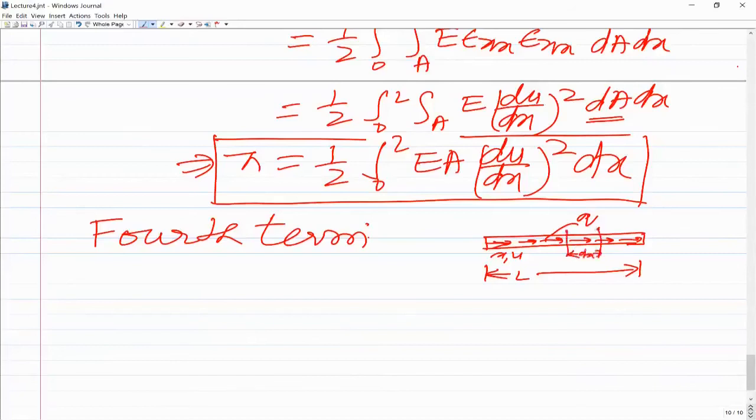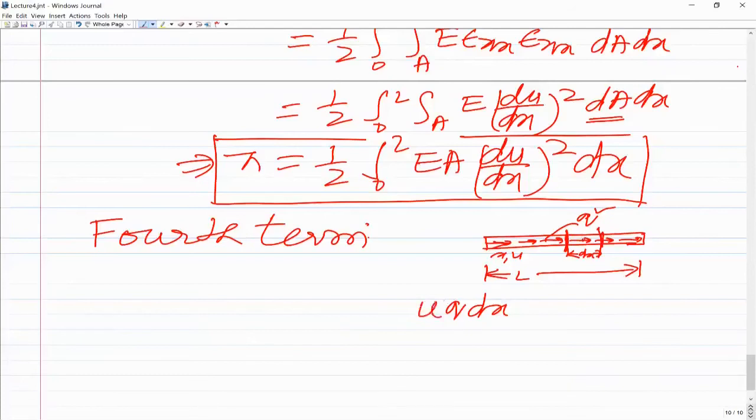So if you look at the force over this differential length, because Q is force per unit length, the total force over this differential length is going to be Q dx. Q is the force per unit length, and we are multiplying by this length dx, so we get the total force. And now we multiply this total force with the displacement at this point. U is a function of x, so the displacement at this point is simply U, which is a function of x.